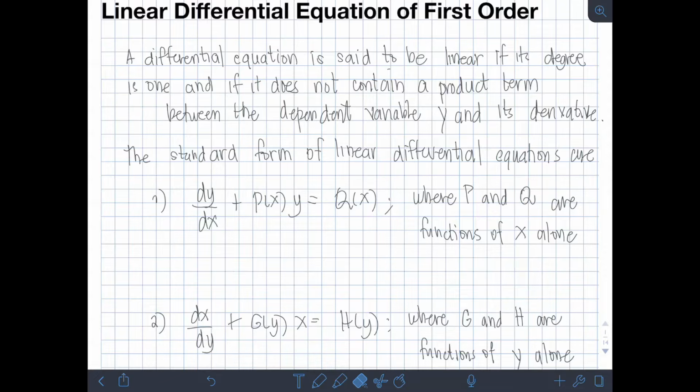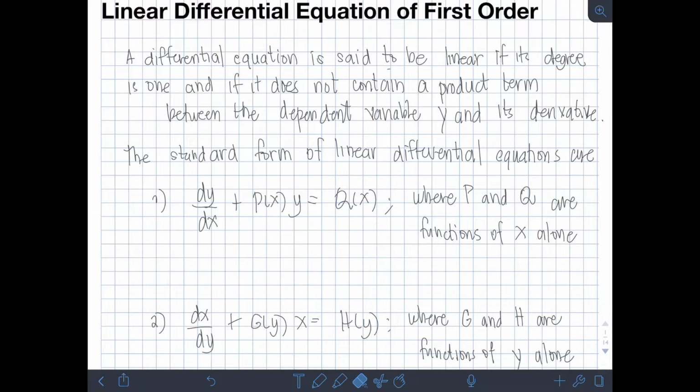Okay, so nag-start na tayo mag-solve ng differential equations. So, yung first video ko is about variable separable DE. Okay, so this time, ngayon ay pupunta tayo sa another topic or category in solving differential equation, which is yung linear differential equation. So, ano ba yung linear differential equation?